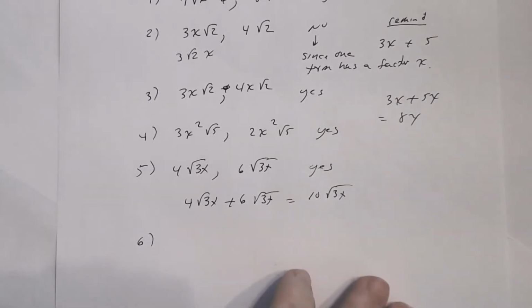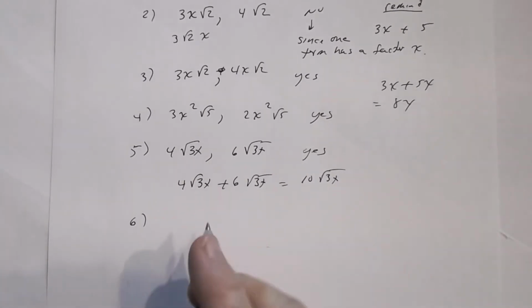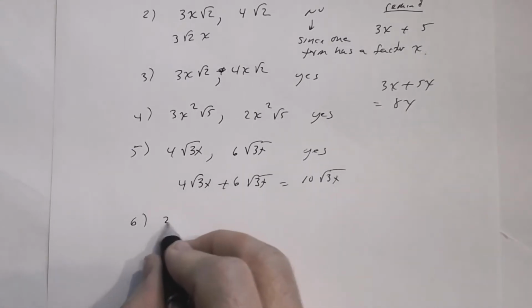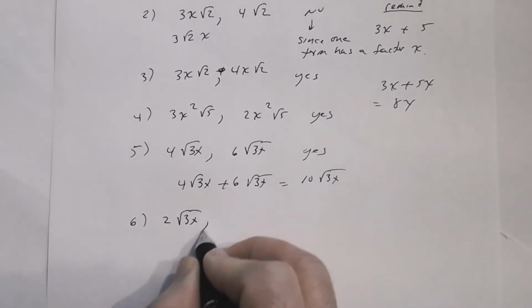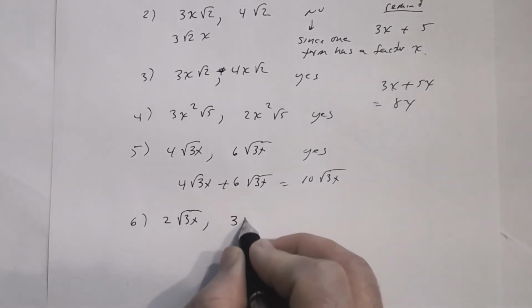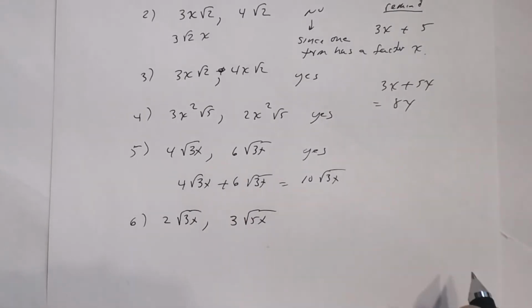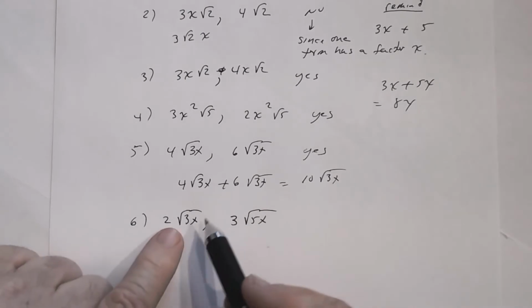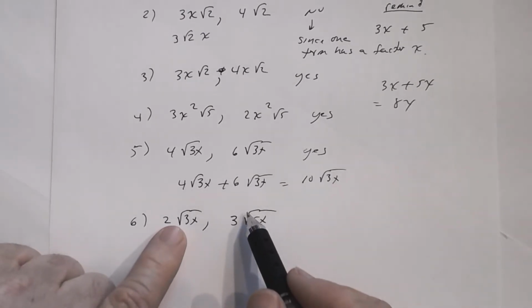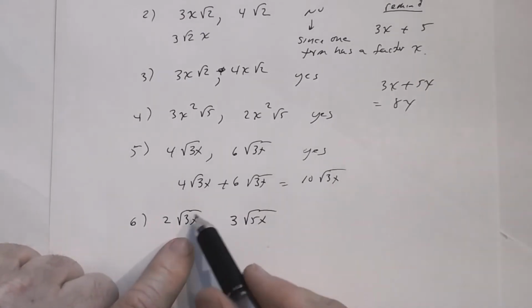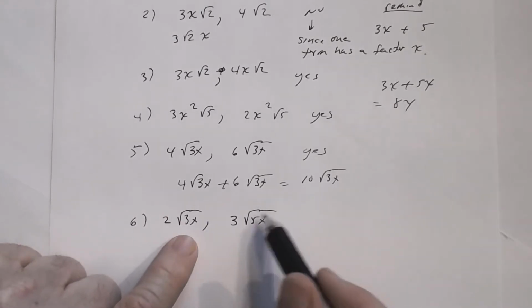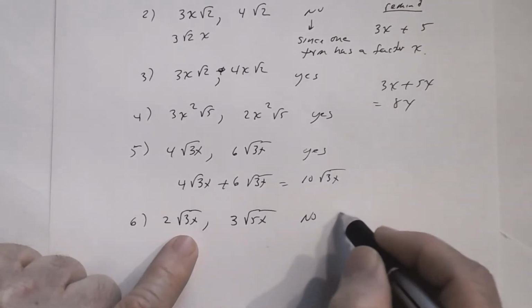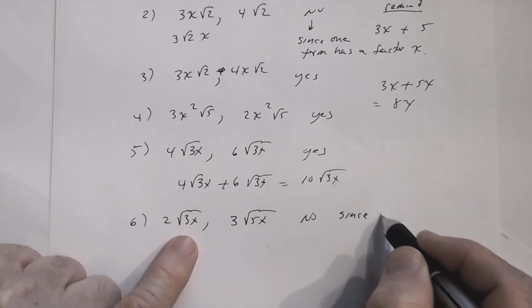Okay. Number 6. What if you had 2 square root of 3x, comma, 3 square root of 5x? Are those like terms? No, those are not like terms. And the reason is that the indexes are the same, they're both square roots, but the radicands are different. This is a 3x and this is a 5x. So no, since the radicands are different.